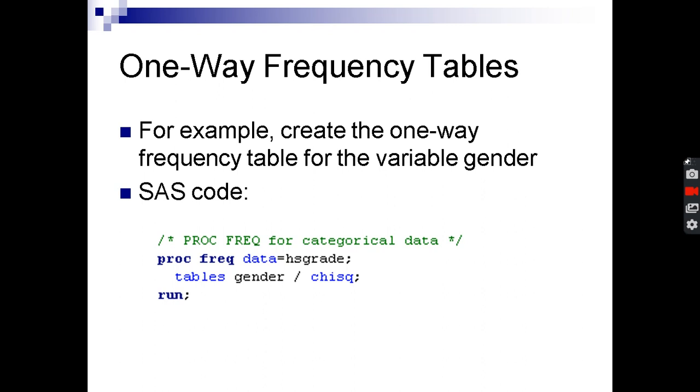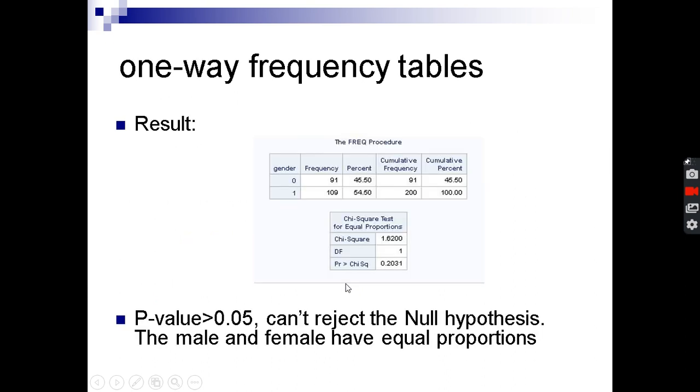So here I will just create the table on gender, and this chi-square option means that we calculate the chi-square statistic. Here the chi-square statistic is testing whether they have equal proportions or not. The null hypothesis is that they have equal proportions. The alternative hypothesis is that they do not have equal proportions.